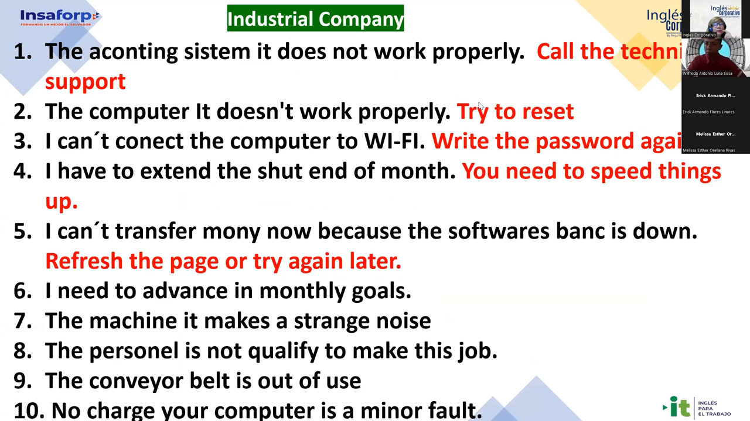Accounting system. Begin, please. Okay, industrial company. The accounting system does not work properly. Call the technical support. The computer doesn't work properly. Try to reset. I can't connect the computer to Wi-Fi. Write the password again.